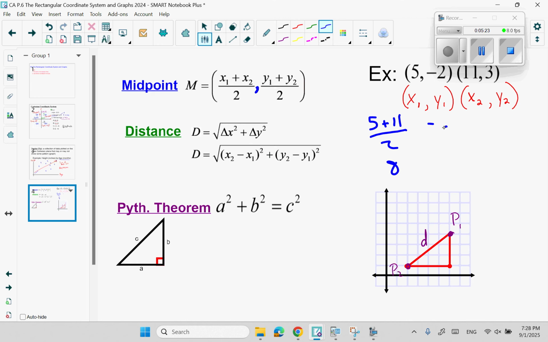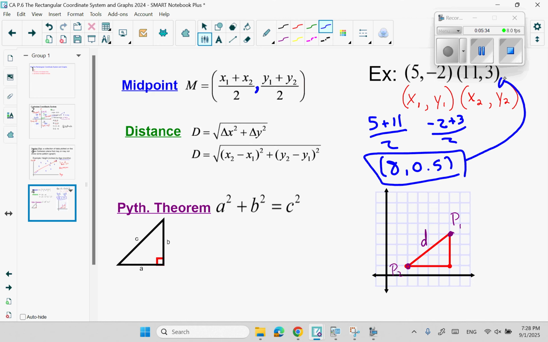And then I would do negative 2 plus 3 divided by 2. Negative 2 plus 3 would be positive 1, divided by 2 is 0.5. So the midpoint of this coordinate would be 8, 0.5.